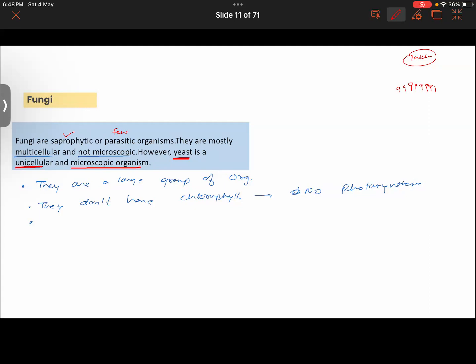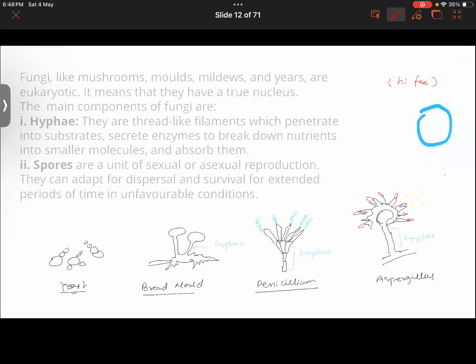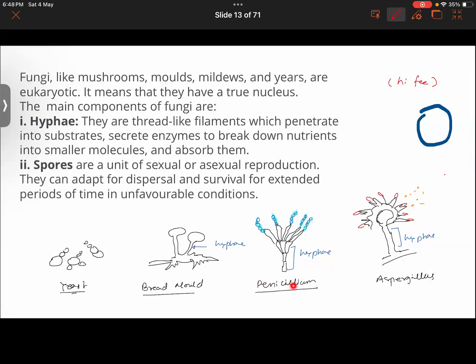Also, one important thing I would like to add in today's class about fungi. This is the fungus that was used for the preparation of the antibiotic called penicillin. If someone asks you which fungus was used for the preparation of penicillin by Alexander Fleming, the answer is Penicillium.